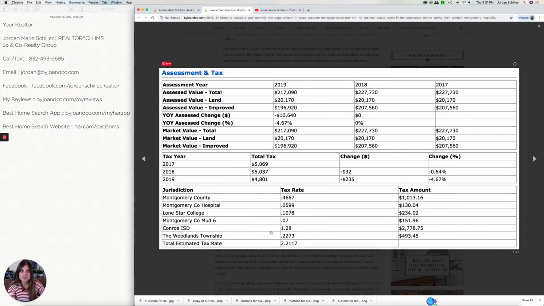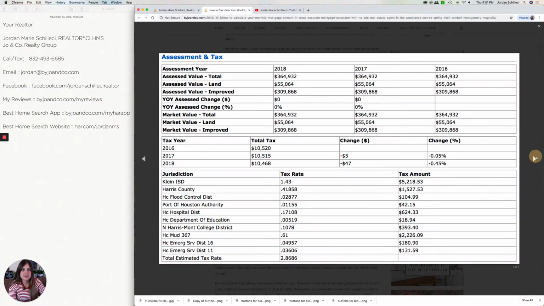So this house happened to be in the Woodlands Township, so you can see the tax there. Conroe ISD, Lone Star College, you kind of see all the different people that are collecting. So again, this is Conroe ISD and the Woodlands. Now we're jumping over to Klein ISD. You can see that there are more jurisdictions collecting money.